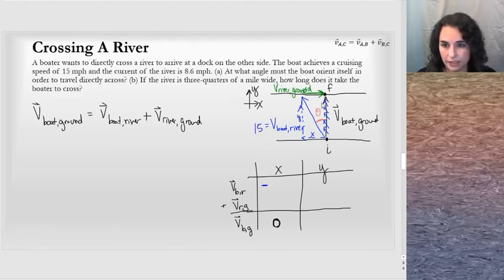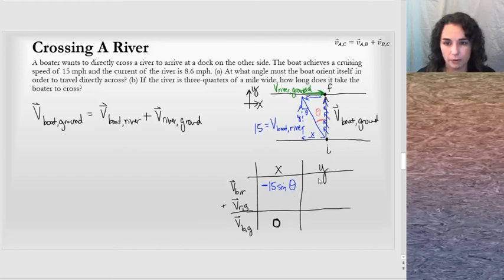And it is the opposite leg from our angle, right? If this is theta here, this is also theta here. It is the opposite leg. So I'm just going to put in here 15 sine theta. That's the component of that right triangle here, from the 15 and the theta.